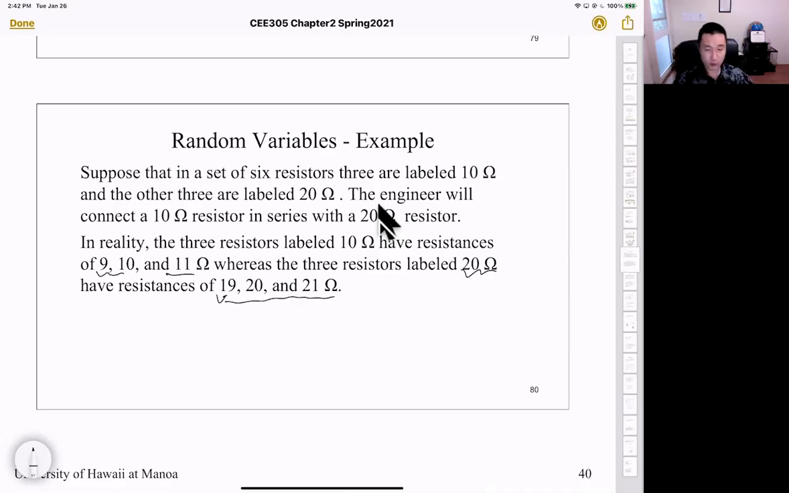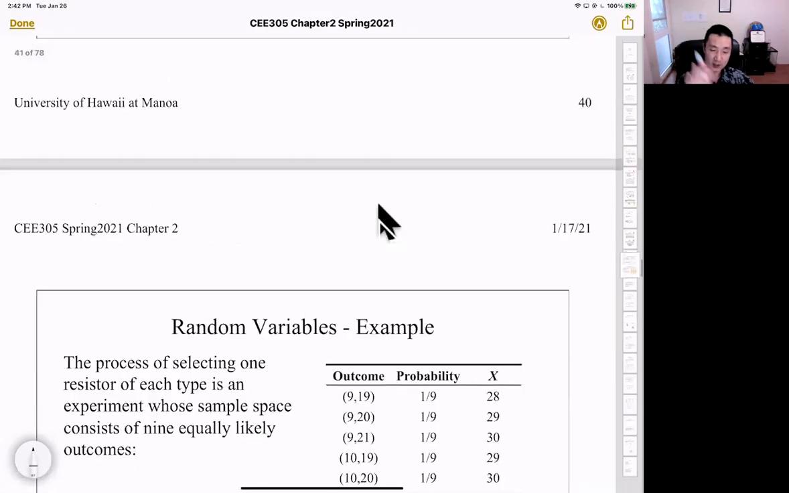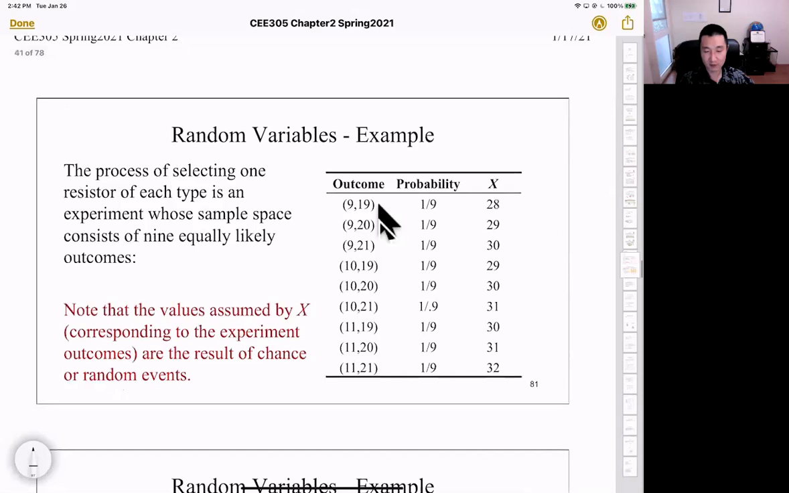So the process of selecting one resistor from each of the 10 ohm box and 20 ohm box, that's the experiment. And the sample space again is defined as all the possible outcomes. The sample space consists of 9 equally likely outcomes. How come? Using what we learned last week, the counting method.